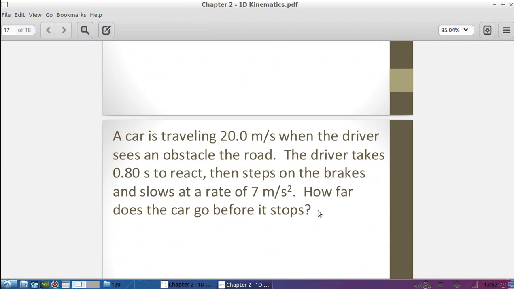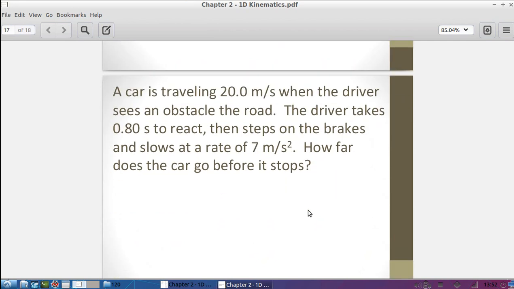So who's next? Here we go. Alright, so we've got a car traveling 20 meters per second. Driver sees an obstacle in the road. This is one of those two-step problems.